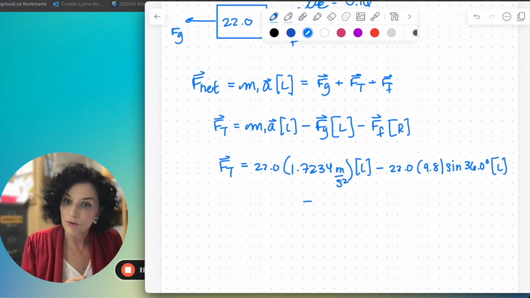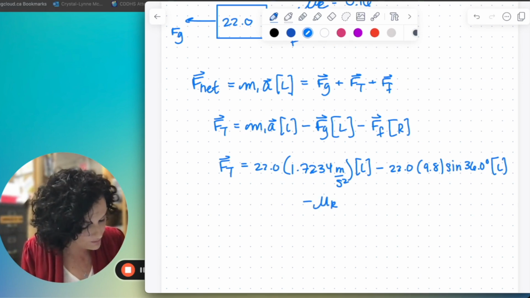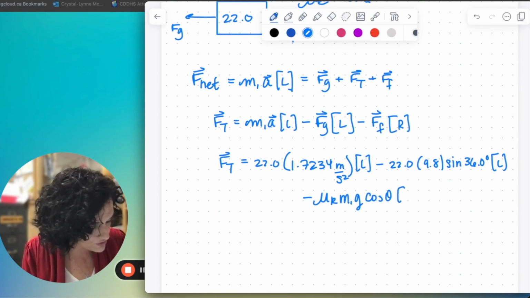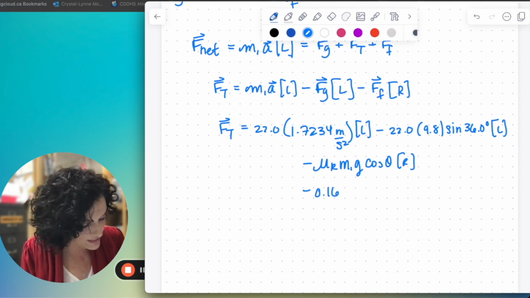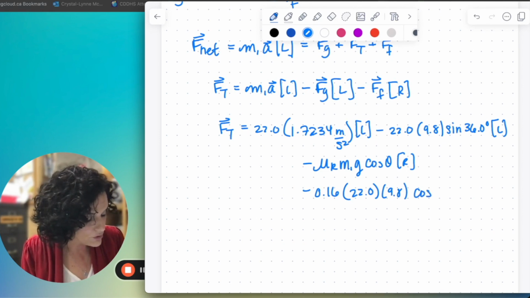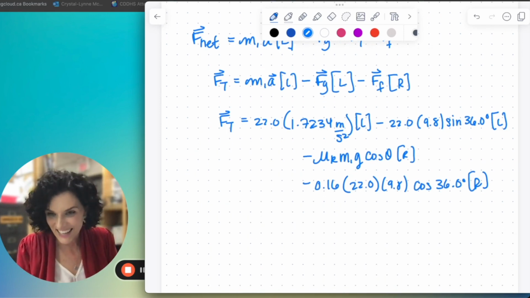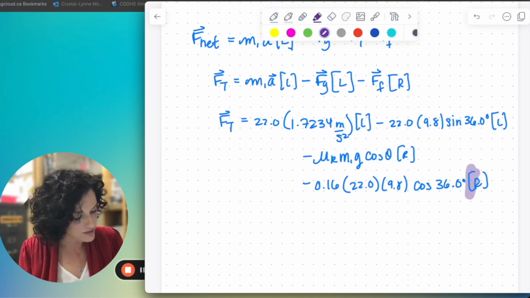And then we're taking off my force of friction. Again, it has an x component to it. So that is my mu k m1g cosine theta towards the right. So when I plug this in, it's going to be 0.16 times 22.0 times my 9.8 cosine 36.0 degrees. And again, that is going to the right. So when I plug everything in, I need to change my right to a left. So I'm going to do that.